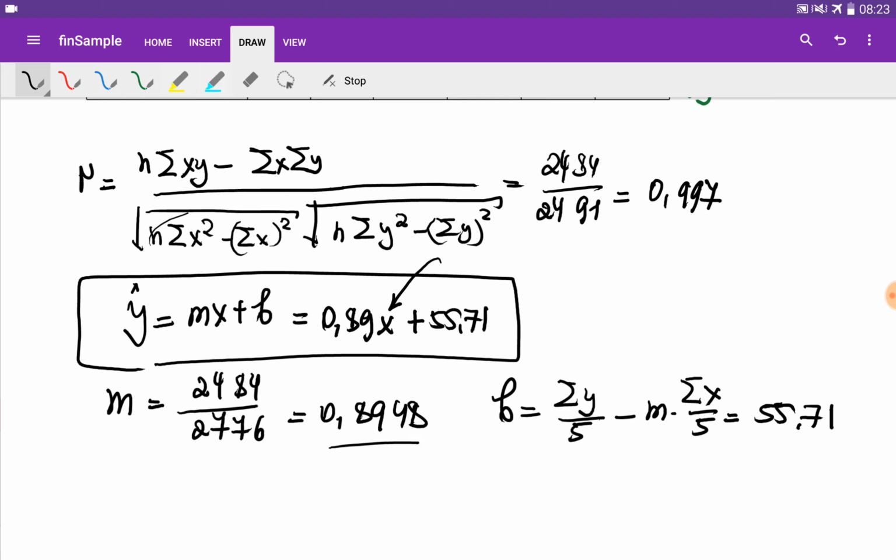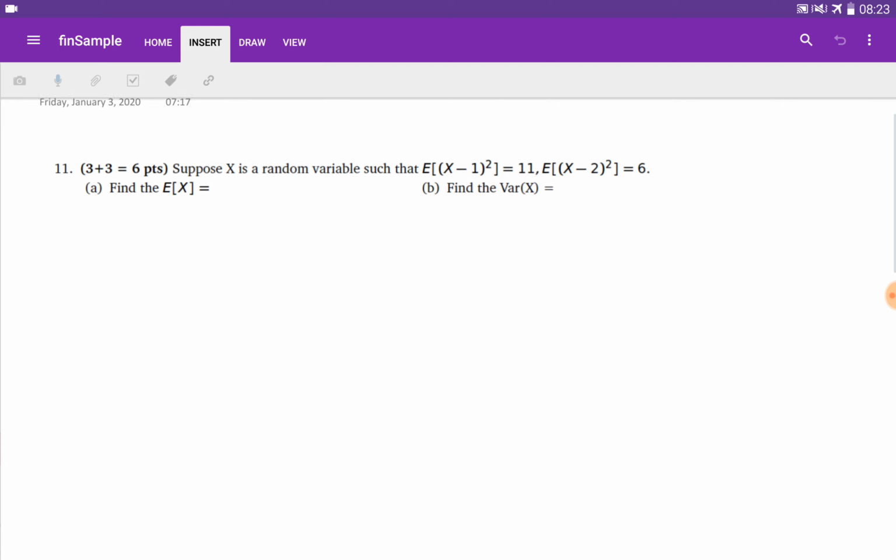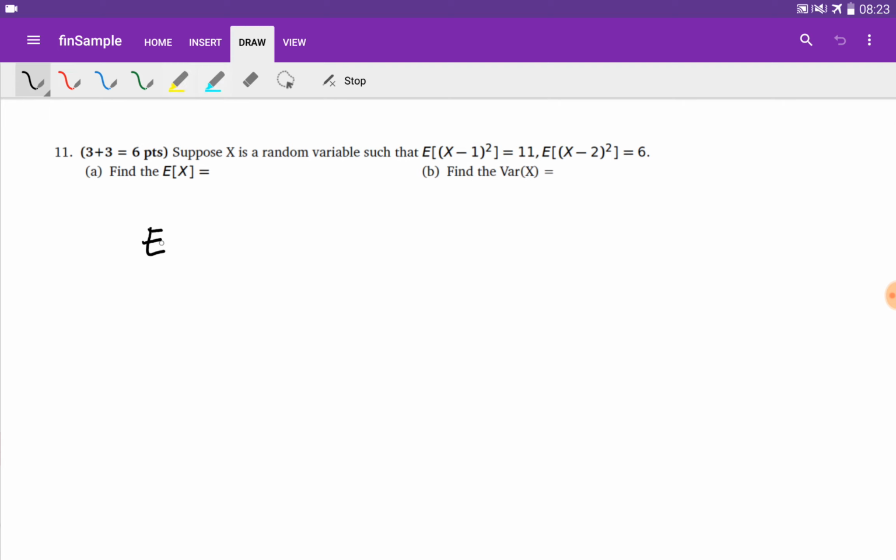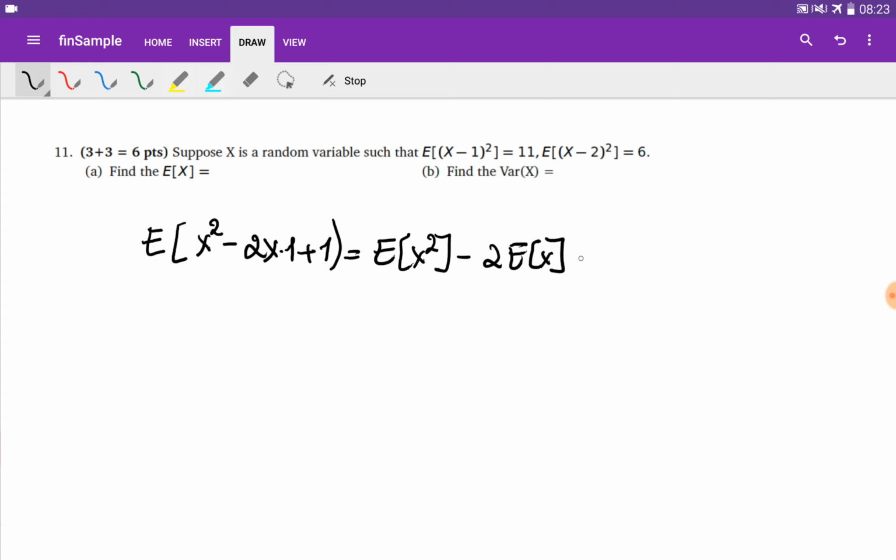So if you put the age in for x, it is going to give you the predicted value for the height. And the last problem is about the properties of the expected value and the variance. We know that the formula for (x minus 1) squared is x squared minus 2x multiplied by 1 plus 1 squared, which is simply 1. So we can open up the expectation and apply this. It is going to be the expectation of x squared minus 2 times the expectation of x plus 1, because the expectation of a constant is simply the constant, and it is equal to 11.